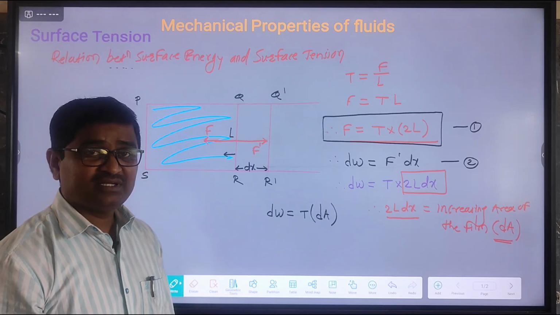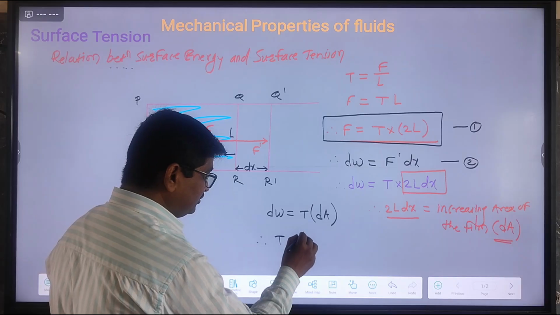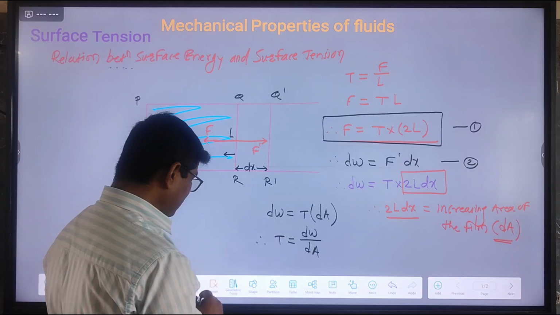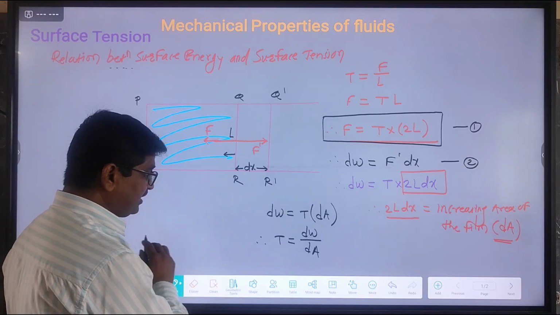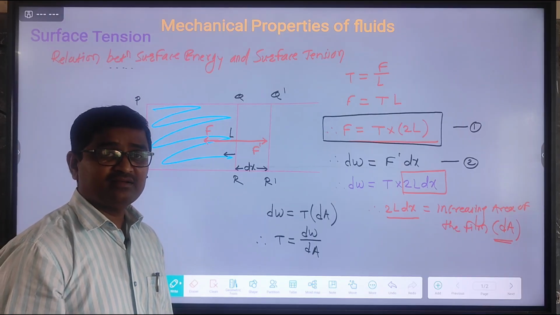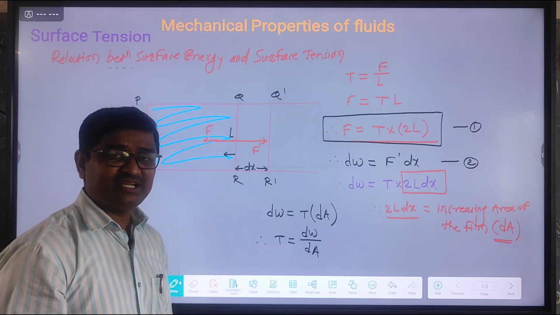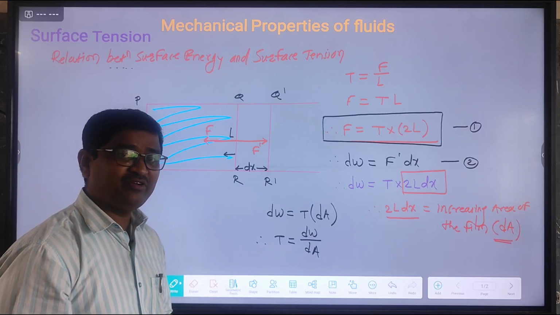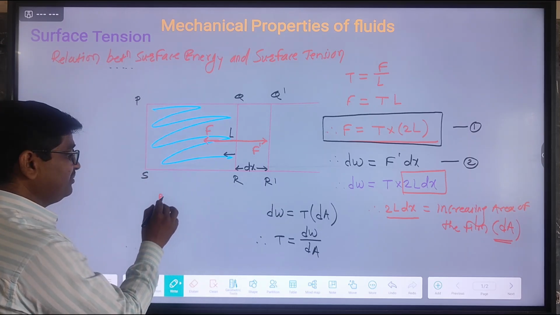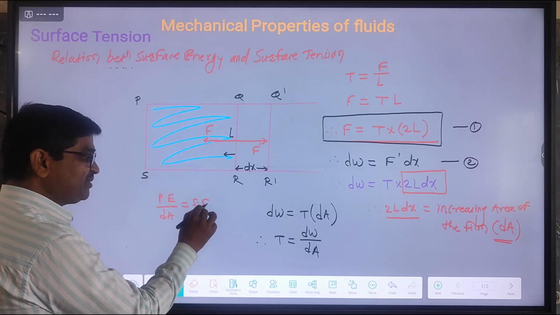So what is T for? Surface tension. So let's find out the value of surface tension. Surface tension T is equal to dW upon dA. So what is meant by dW upon dA? What is the meaning of dW upon dA? dW is the work and that is area, so work per unit area, and we know that work per unit area means potential energy per unit area. And what is meant by potential energy per unit area? Potential energy per unit area is called surface energy. Potential energy, you remember this, potential energy per unit area is called surface energy per unit area.